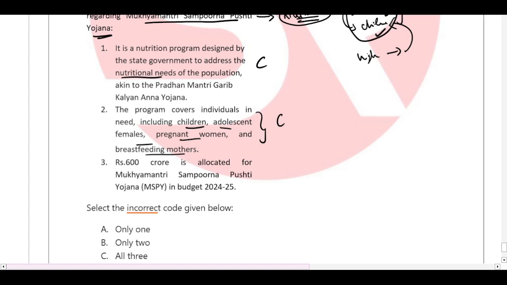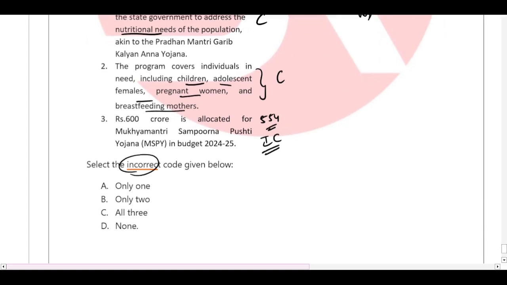600 crores is allocated for the Mukhyamantri Sampurna Pushti Yojana in the budget 24-25. The amount was 554 crores and not 600 crores. Hence, this statement 3 was incorrect. Now the question you have to be careful about is again asking to select the incorrect code. How many are incorrect? Only the last statement is incorrect. So option A is incorrect here.